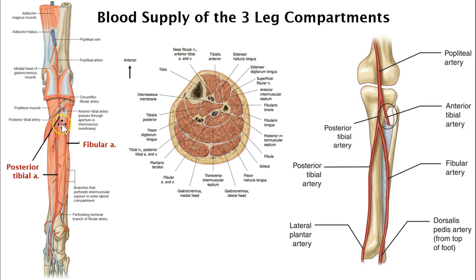And here we see that fibular artery coming off that posterior tibial artery and coursing down. Now it's going to course down in the posterior compartment of the leg, but it's going to serve the lateral compartment by giving off these little perforating branches that are going to go over into that lateral compartment.